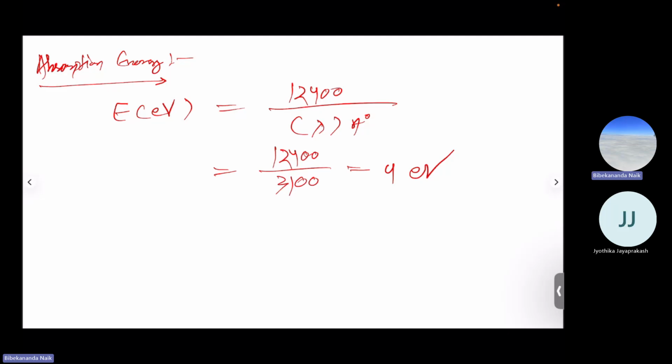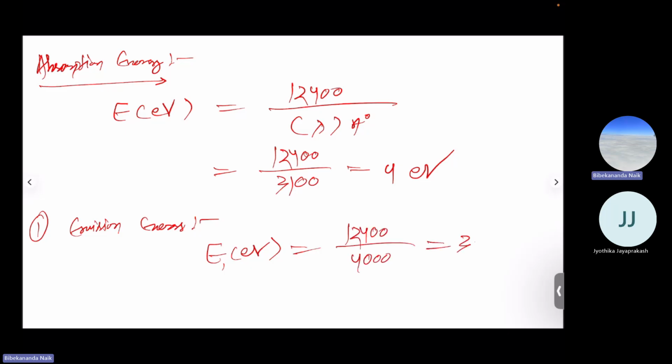So this 4 eV will again get emitted. So we have one emission corresponding to 4,000 Angstrom. So the first emission energy, we can say E1, in terms of eV, is 12,400 divided by 4,000. This is 3.1 electron volt.